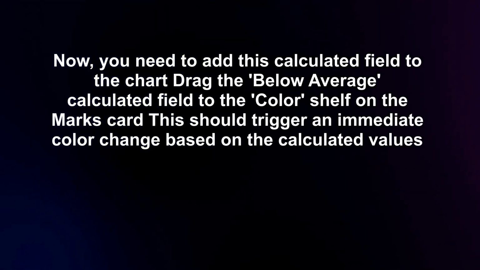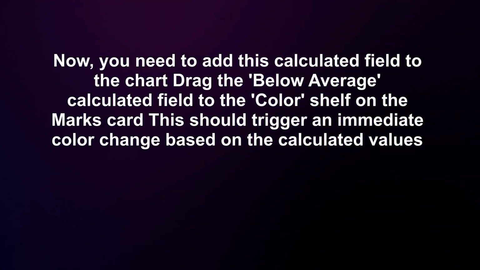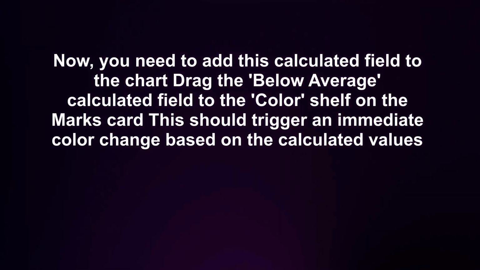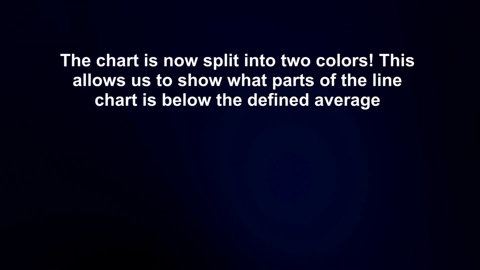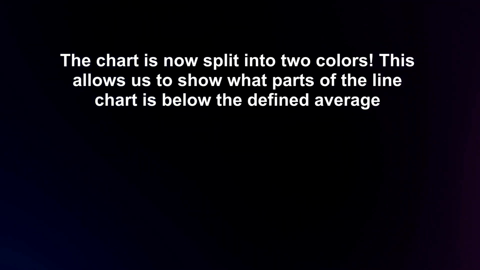Drag the below average calculated field to the color shelf on the marks card. This should trigger an immediate color change based on the calculated values. The chart is now split into two colors. This allows us to show what parts of the line chart is below the defined average.